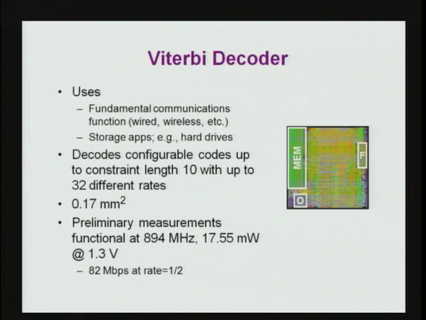The second special dedicated purpose processor implements the Viterbi decoding algorithm. The Viterbi is a fundamental building block of many wired and wireless communication applications, such as the 802.11a receiver. It can decode codes up to constraint length 10 with 32 different rates. And it occupies the same area as one homogeneous programmable processor, which is 0.17 square millimeters. Our initial results show that it can run up to nearly 900 megahertz while dissipating 17.55 milliwatts at a 1.3 volt supply. At this clock rate, we can achieve a throughput of 82 megabits per second at a rate of 1/2.